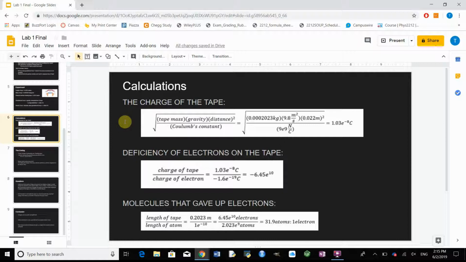So the calculations I did in this lab, first I calculated the charge of the tape. As you can see here, it came out to be about 1.03 times 10 to the negative 8 coulombs. And then the deficiency of electrons on the tape, since it was positively charged, we know that there is a deficiency of electrons, and that came out to be about negative 6.45 times 10 to the 10. And then the ratio of molecules that gave up electrons comes out to be about 32 atoms per 1 electron, which again makes sense because the tape was positively charged.